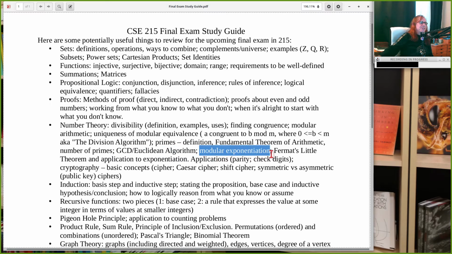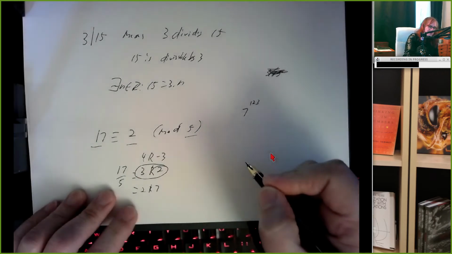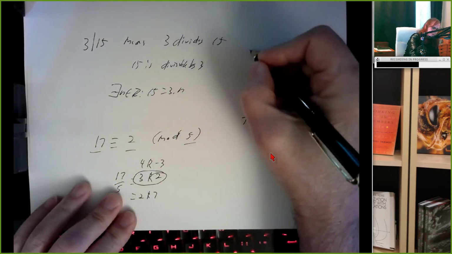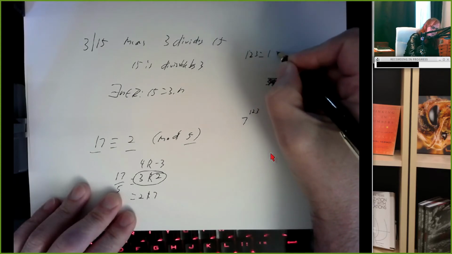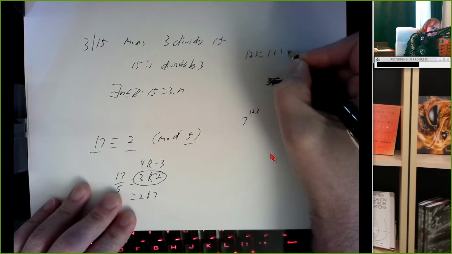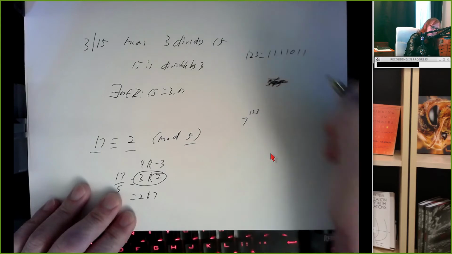Modular exponentiation, the way we're teaching it in this course, is a very particular approach to computing something like 7 to the 123rd. This approach goes as follows. If we want 7 to the 123rd, we can write 123 as 64 plus 32 plus 16 plus 8 plus 2 plus 1.